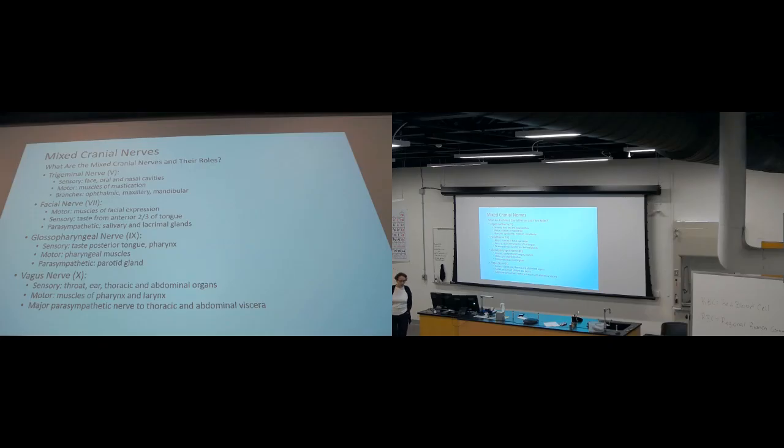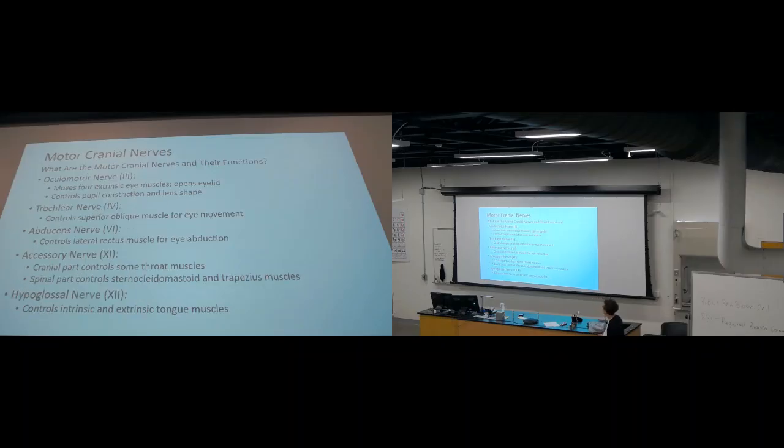So those were the motor nerves. Now for the mixed nerves. So we have trigeminal or cranial nerve number 5. We have facial nerve or cranial nerve number 7. Glossopharyngeal or cranial nerve number 9.